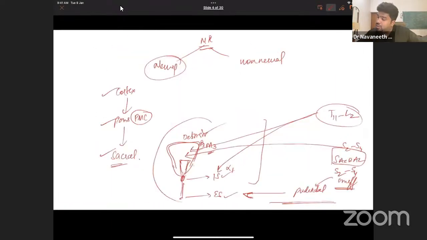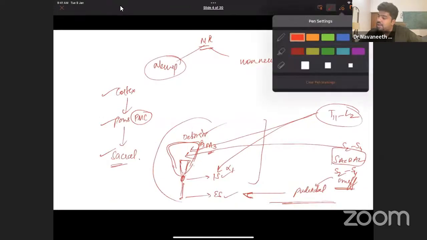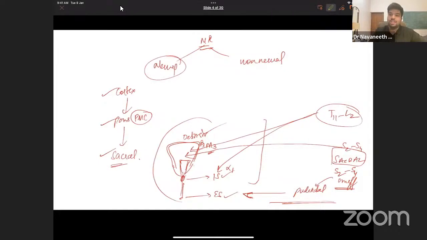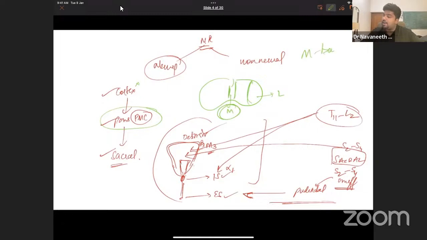Now, if I tell you that the supra-sacral innervation is as important as the infrasacral innervation, that is to say, it is not the cortex which is important for the regulation of the micturition reflex, like in syncope, where it was the NTS and RVLM, CVLM. Here it is the pontine micturition center. If this is the pons, there are two parts to the pons, medial and lateral, let us say. The medial pons is M, the lateral pons is L. This M center is called Barrington's nucleus.